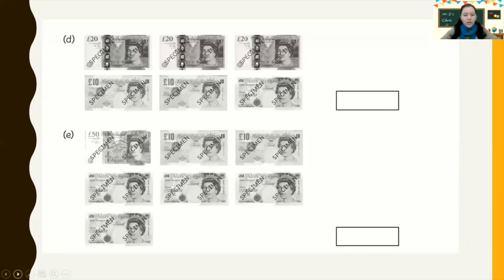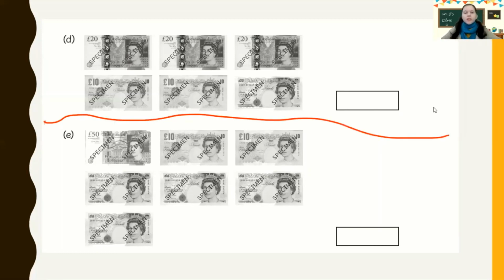Okay, we've got another page now. This has a lot more. I will just draw a line between them so it's really clear which notes are for which question. It's a very squiggly line, I apologise. So the top 6 are for question D, and the next ones are for question E. Lots of adding here. Try those, pause the video now, and then I'll help you out.